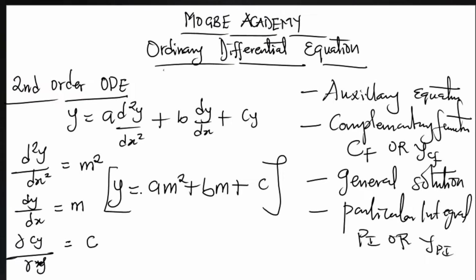Are we together? Now note, the nature of these equations determines the final solution of our differential equation. I come again. The nature of these equations determines the final solution of our given differential equation. What do I mean? If you've been able to solve our auxiliary equation, we have three ways of representing our solution.